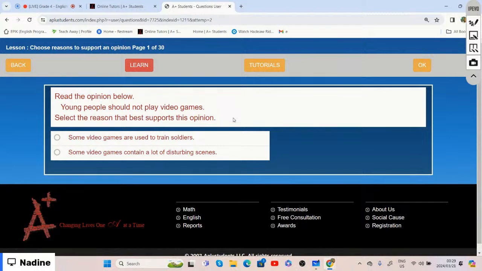All right, so you need to read the opinion below. It says young people should not play video games. We need to select the reason that best supports this opinion. Why do you think someone says that young people should not play video games? Is it option one, some video games are used to train soldiers? Or option two, some video games contain a lot of disturbing scenes? What is the reason for this opinion?